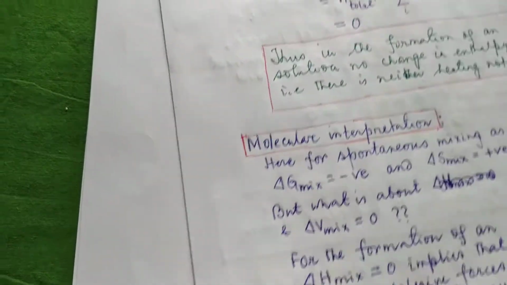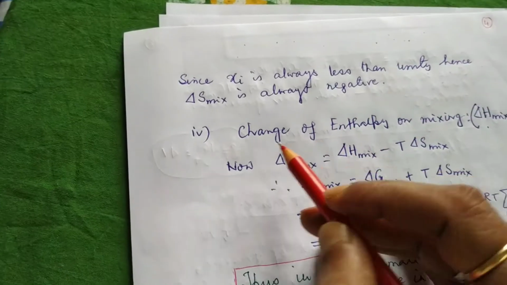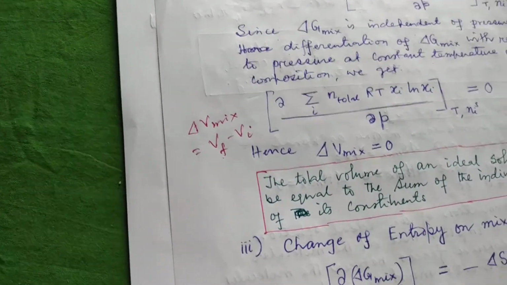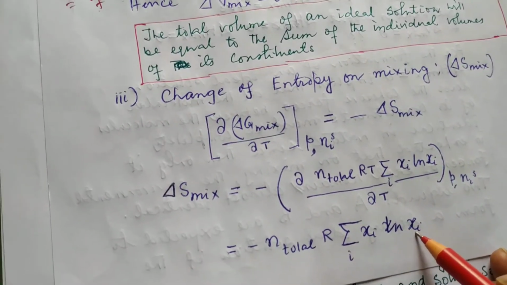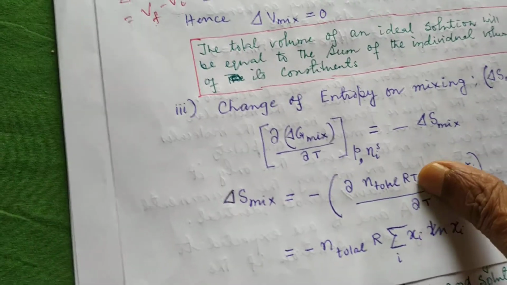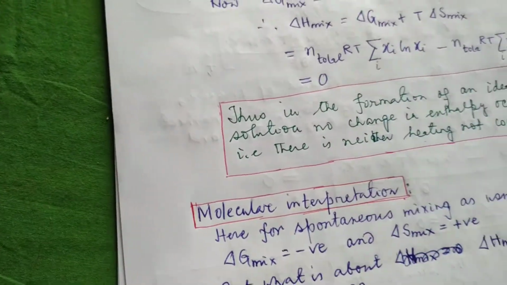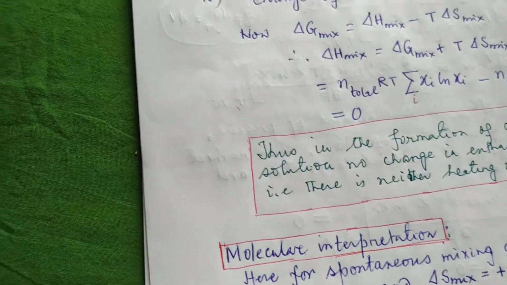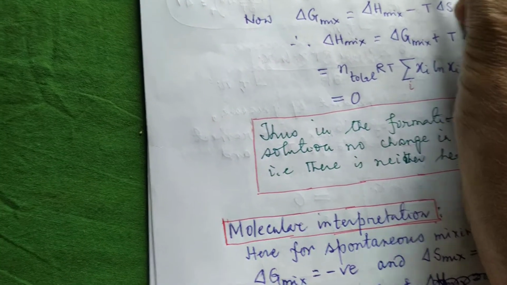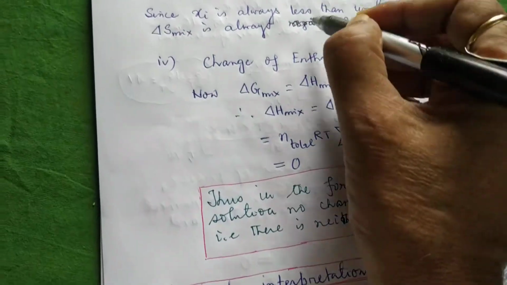Now, since xi is always less than unity, ln xi will be negative. So negative and negative make positive. So ΔS mix is always positive.